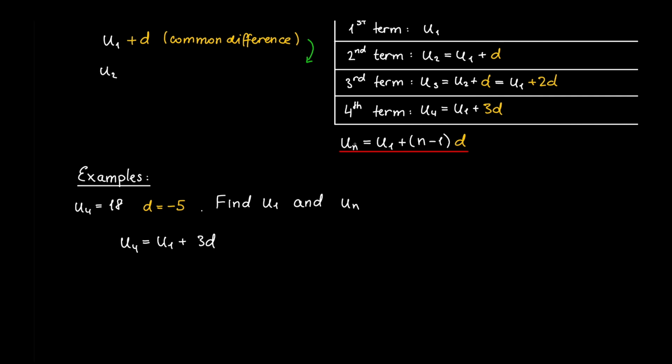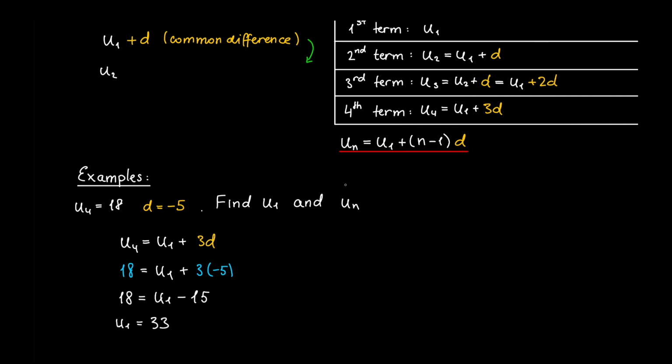Please note in the formula, the index n has the same value as the n on the other side of the equation. And now all I have to do is plug in the numbers I already know. Because u4 is 18, u1 is unknown, and the common difference is -5. If I were to simplify this, I get 18 equals u1 minus 15. So that means u1 is going to be equal to 18 plus 15, which is just 33.